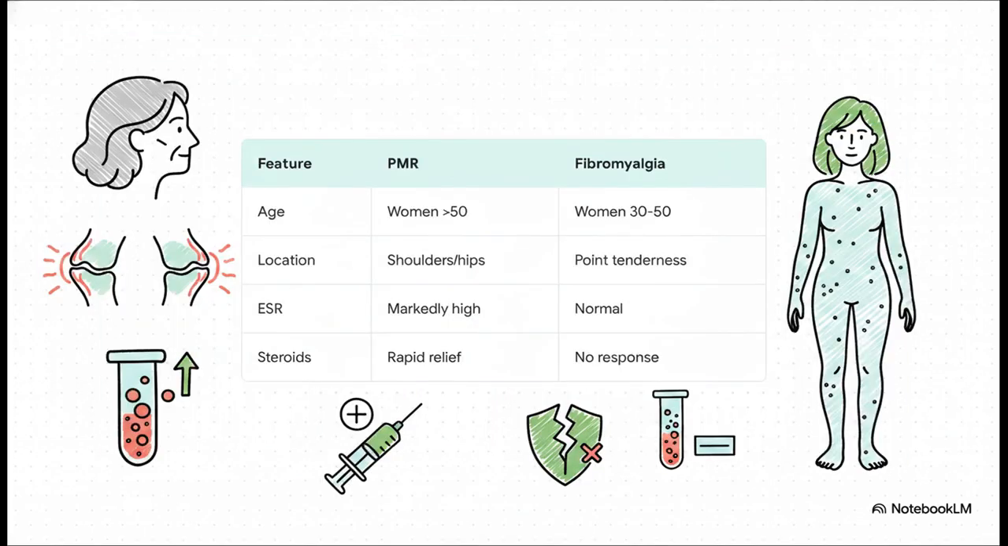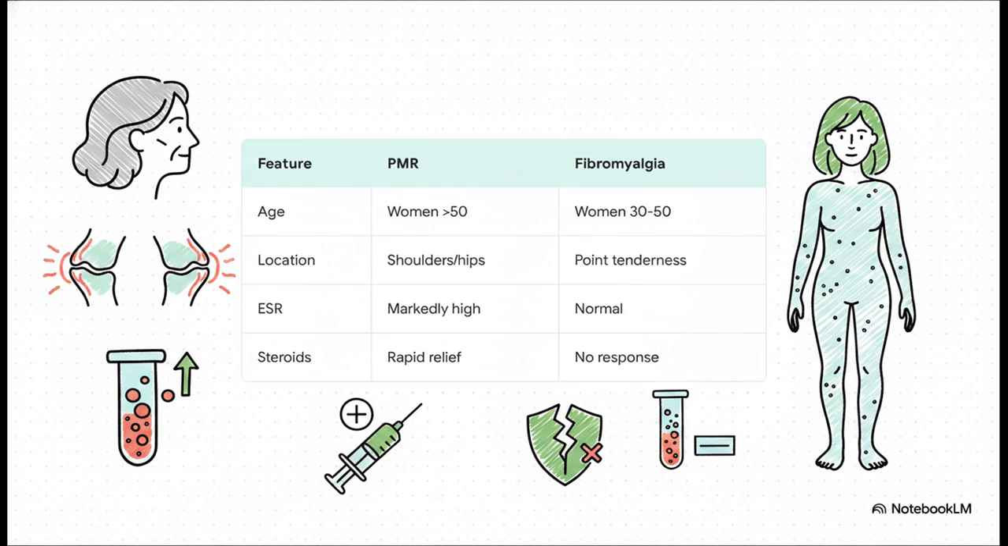And our tipping point lies right here in the demographics and the inflammatory markers. PMR classically strikes patients, often women, over the age of 50. They'll have profound morning stiffness in the shoulder and pelvic girdles, and their inflammatory markers are absolutely screaming. We're talking an ESR usually greater than 40 or 50. Fibromyalgia, on the other hand, typically affects younger or middle-aged women with diffuse point tenderness and that characteristic cognitive fog. But crucially, their inflammatory markers, their ESR and CRP, are perfectly normal.